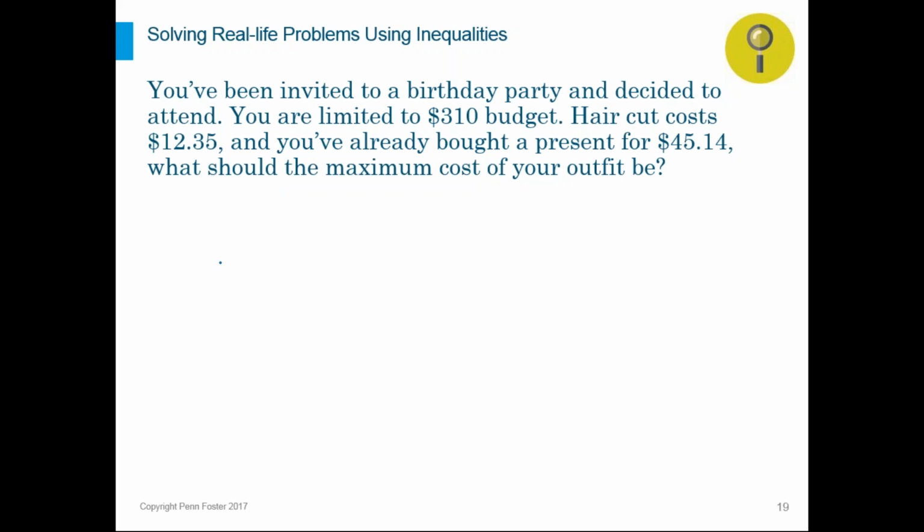So I'm going to represent that by writing 12.35, the haircut, plus the gift, the cost of the gift, plus R, whatever the outfit would cost. It should be less than or equal to 310. Does it make sense? So if you add up all of these expenses, you should not exceed your budget. This is your goal. And from there, we can just solve the inequality as we have been during this webinar.